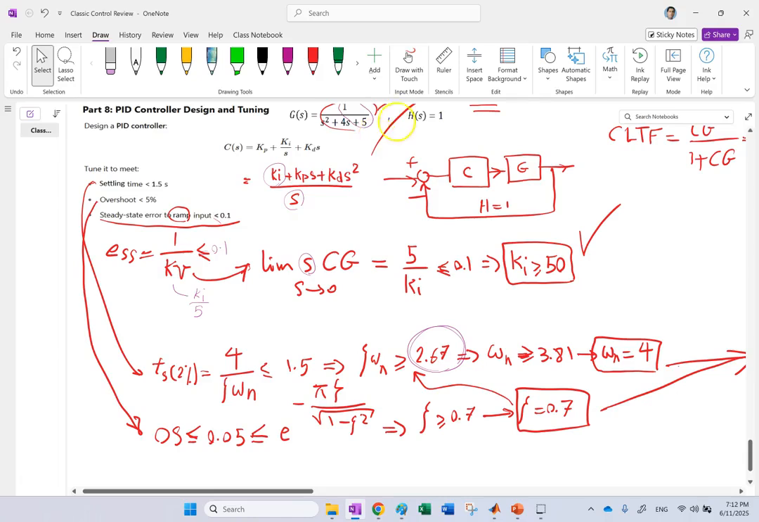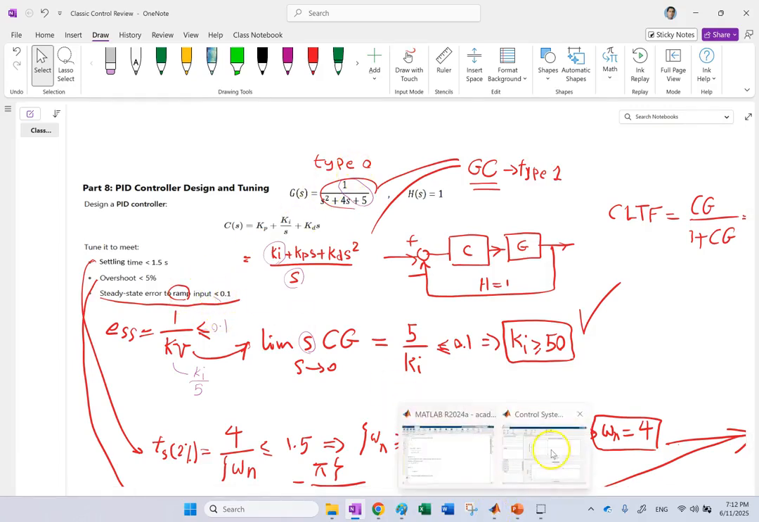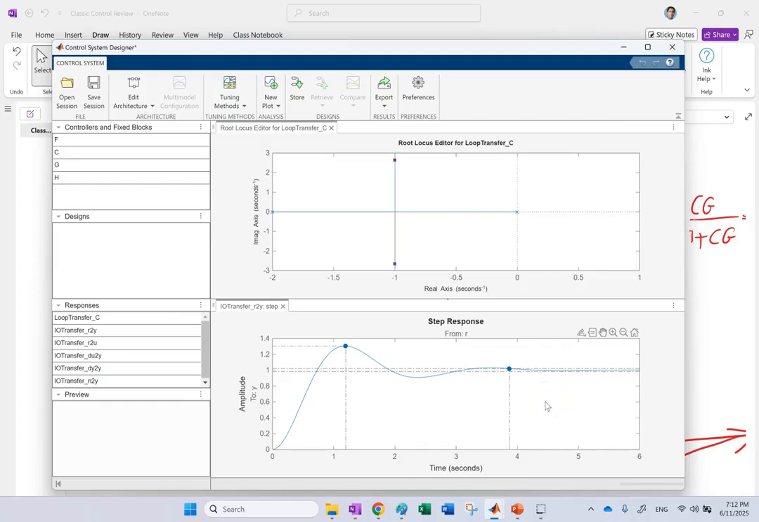Remember, the error to the ramp of the original system is infinite. The system has infinite error to the ramp because it's type 0. But by adding a PID, I wanted to be able to bring that infinite down to even 0.1. So I really want to make this system great. How do I do that?